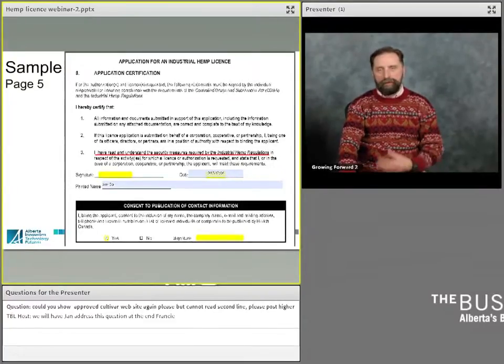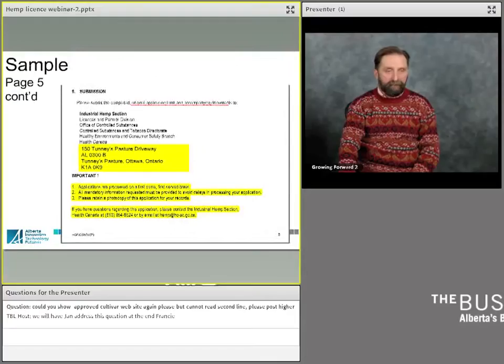Other hemp growers you can share experience with growing this novel crop, fairly novel crop. So there are a lot of benefits to you and to others who want to enter this industry. Again, I'm encouraging you to say yes. You can always change your mind by writing to Health Canada.